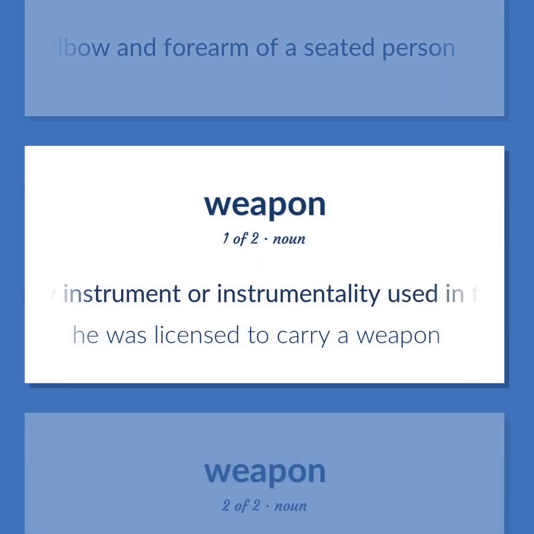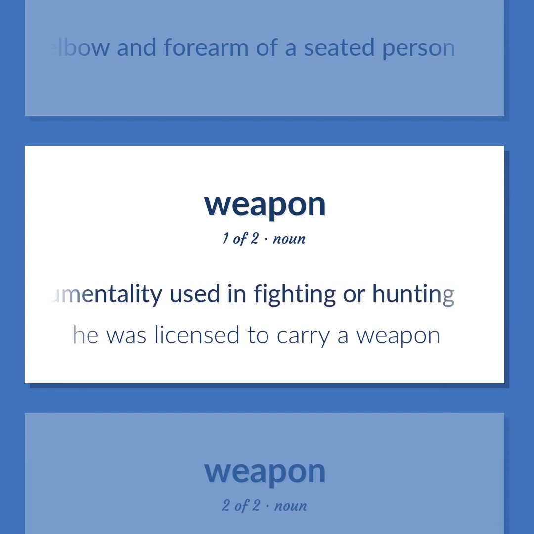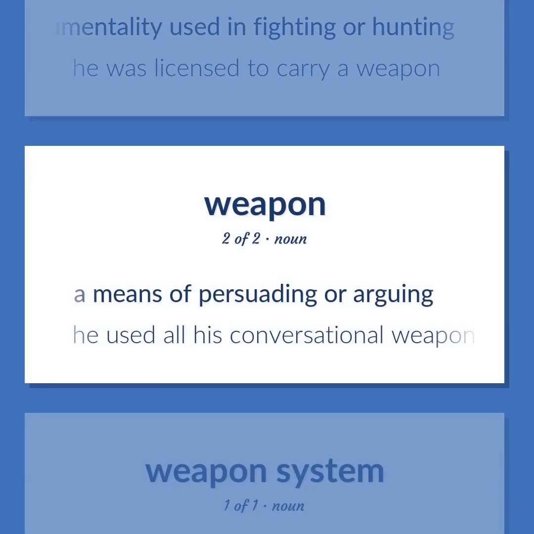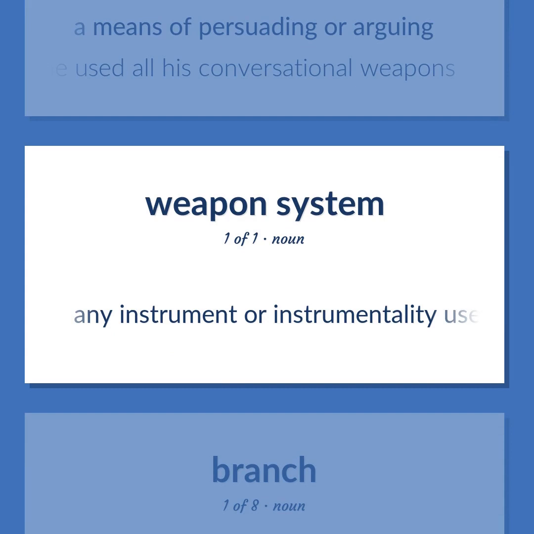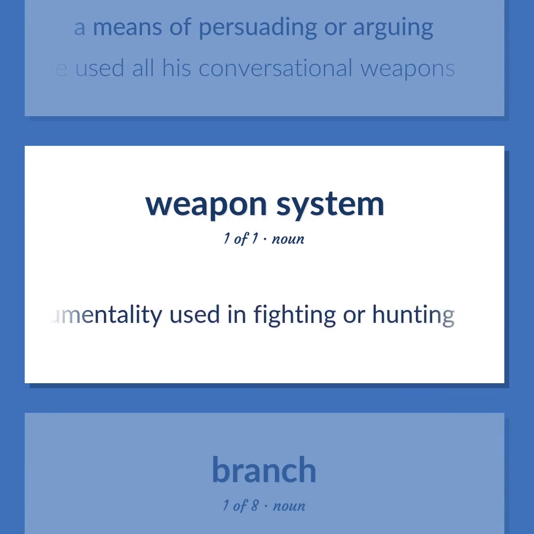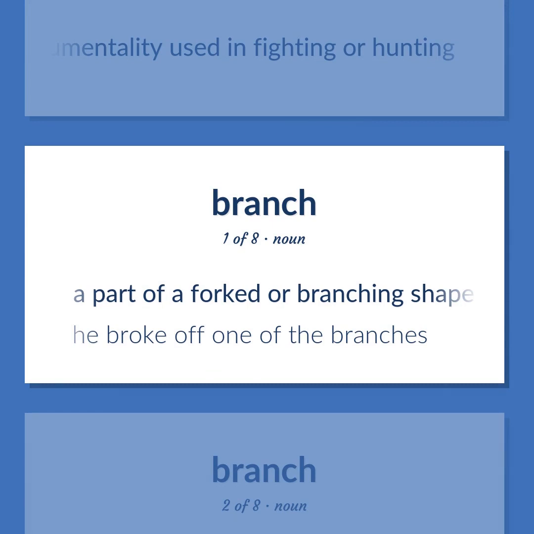Any instrument or instrumentality used in fighting or hunting. He was licensed to carry a weapon. A means of persuading or arguing. He used all his conversational weapons. Any instrument or instrumentality used in fighting or hunting. A part of a forked or branching shape. He broke off one of the branches.